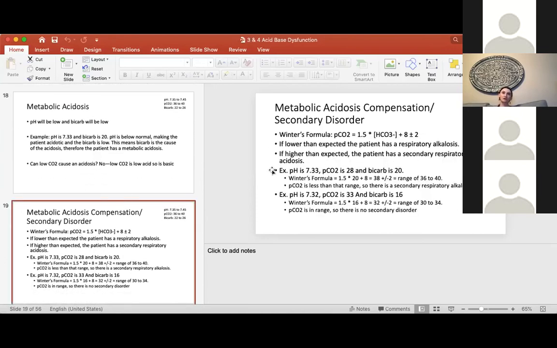Okay, so here's an example. We've got 7.33 as our pH, our CO2 is 28, and our bicarb is 20. If we plug this into the formula, 1.5 times 20 plus 8 is going to be 38, and then plus or minus 2 is going to be a range of 36 to 40. So if our CO2, which is 28, is less than the range, which it is, then there's going to be a secondary respiratory alkalosis.